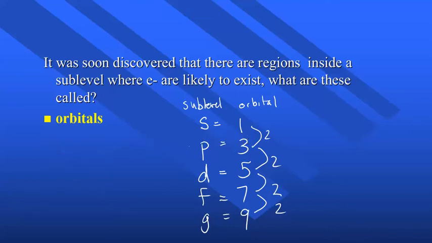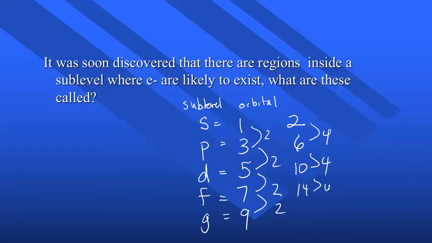So what does that mean? S has only 1 house, so how many total students can live there? How many people can live? 2. P has 3 houses. That's 4 apart. D has 5 houses. Hey, that's still 4 apart. 18. There's definitely a pattern.